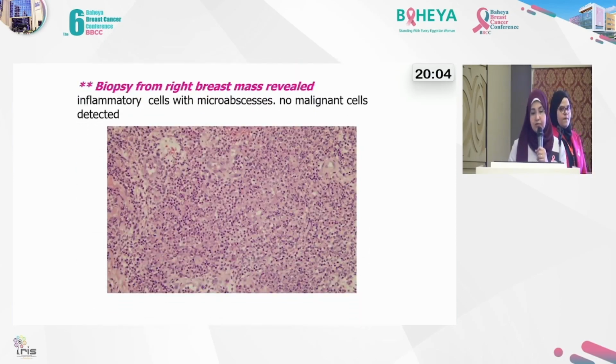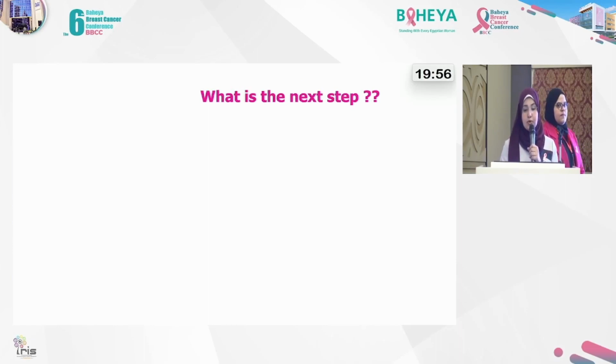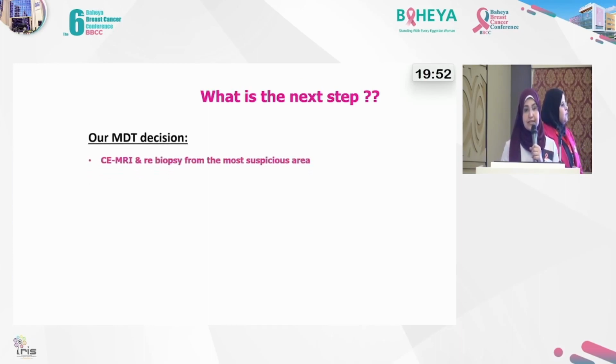Biopsy was taken from the right breast lesion and showed inflammatory cells with microabscesses. No malignant cells were detected. So what's the next step? Our MDT decision was contrast-enhanced MR and re-biopsy from the most suspicious area detected on the MR.